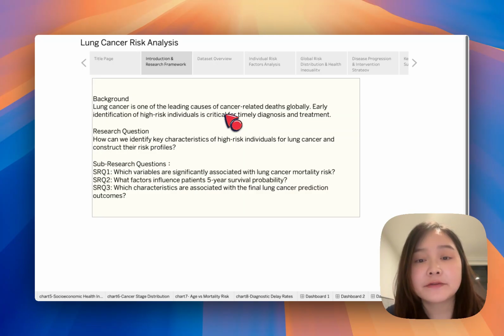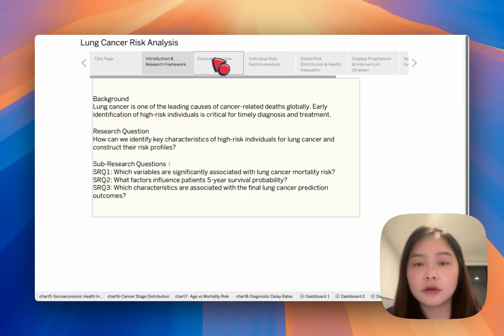We have three specific objectives. Which variables predict mortality? What affects 5-year survival? And which characteristics predict final outcomes? This takes us from individual factors to complete risk profiles.